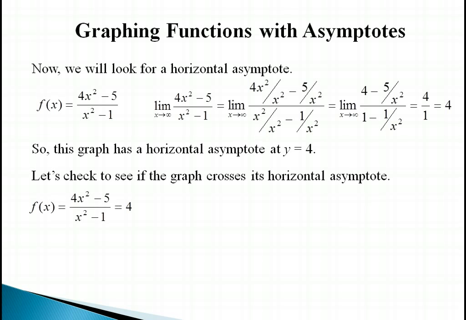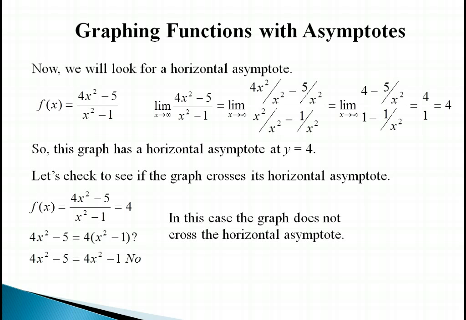So what we're going to do is set our function equal to the y value of 4, which is where our horizontal asymptote is, and see if there are any possible solutions. So you have 4x squared minus 5 equaling 4 times x squared minus 1. Is that going to happen? Well, distributing the 4, we end up with 4x squared minus 4. And there's no way that you can take a number and subtract 5 and get the same answer by subtracting 4. So there's no possible solution here. In this case, the graph does not cross the horizontal asymptote.